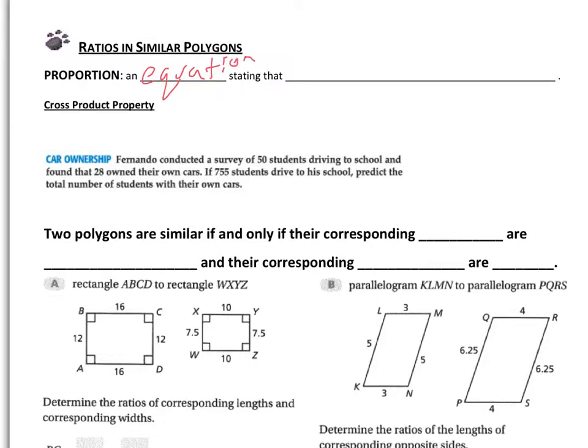stating that two ratios are congruent. And you've seen this before. For instance, if we have A over B equals C over D, we have two ratios and we're saying that they're equal to each other.